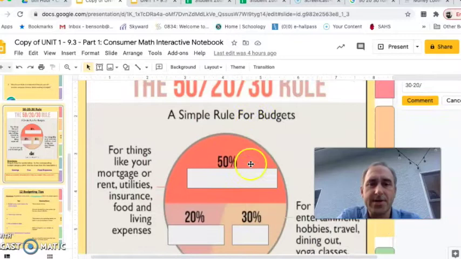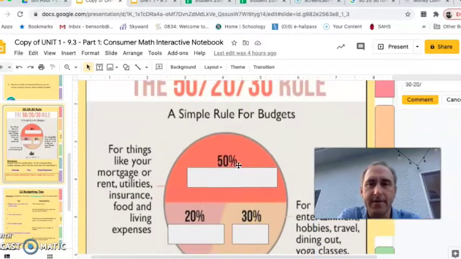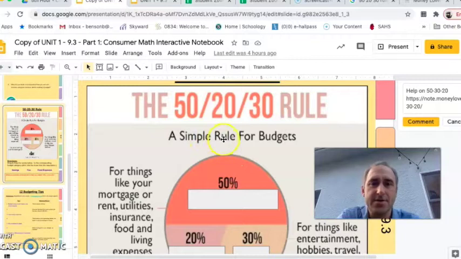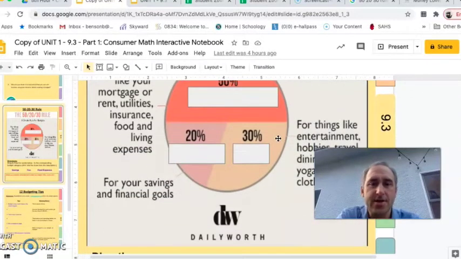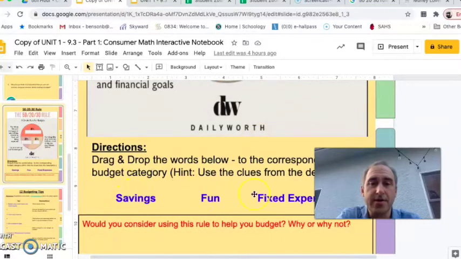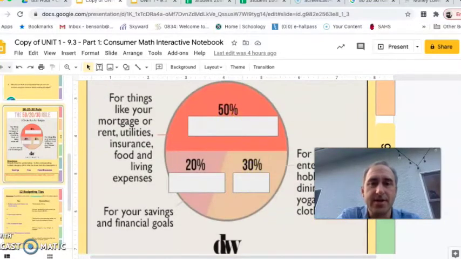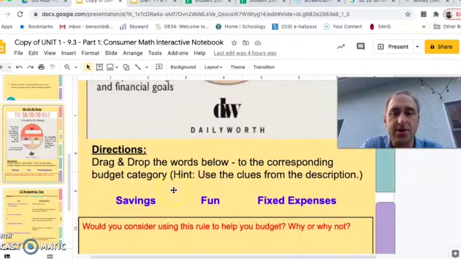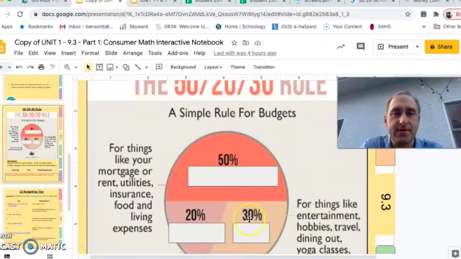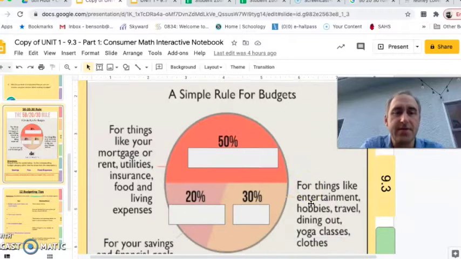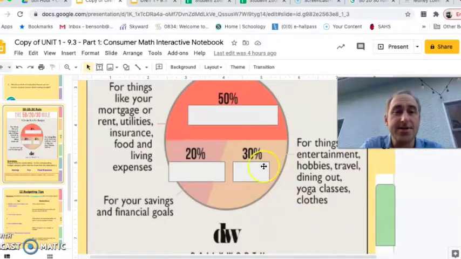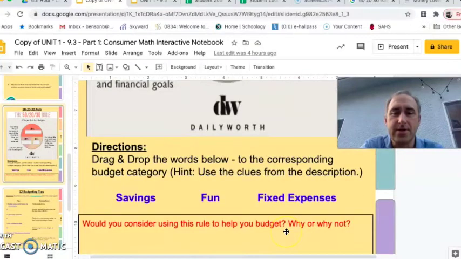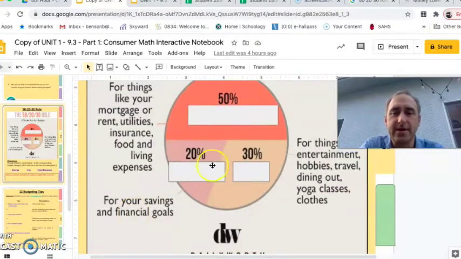So on this page you can see that we have a circle graph or a pie graph or pie chart, and these are simple budgeting rules. This is a drag and drop, so you're going to drag these words up into the percentages that match the categories. This 50% category is the category that means for things like your mortgage, your rent, your utilities. Right over here, this is for things like entertainment, your hobbies, your yoga classes, your clothes, which is 30%. And then your last one is savings goals.